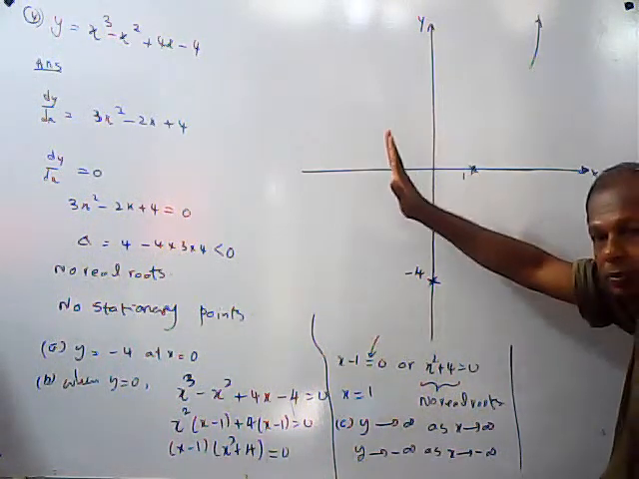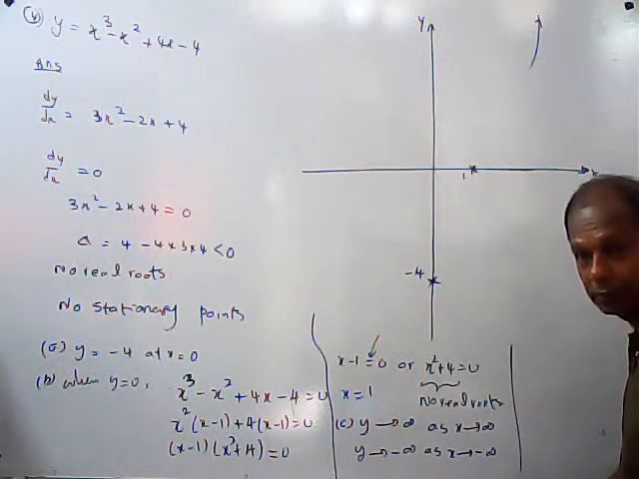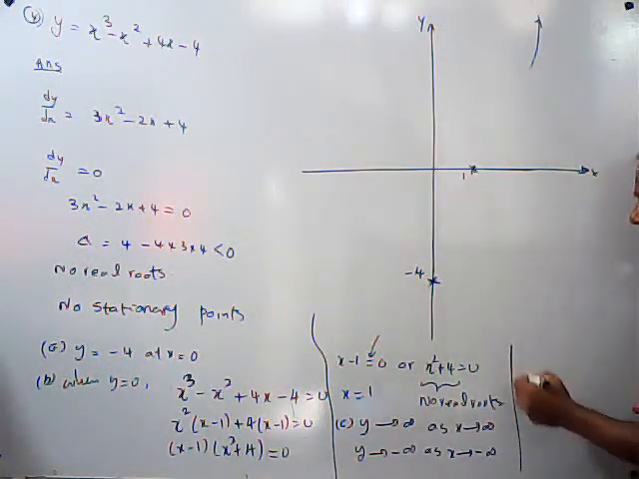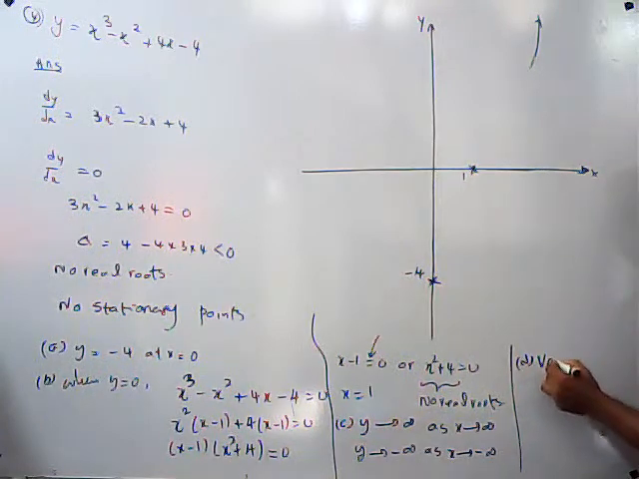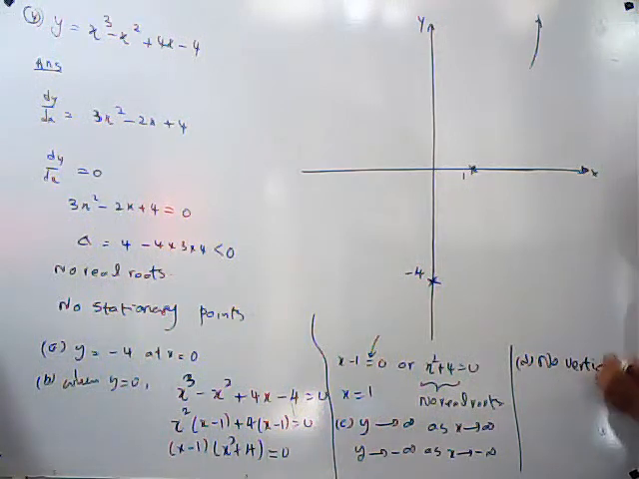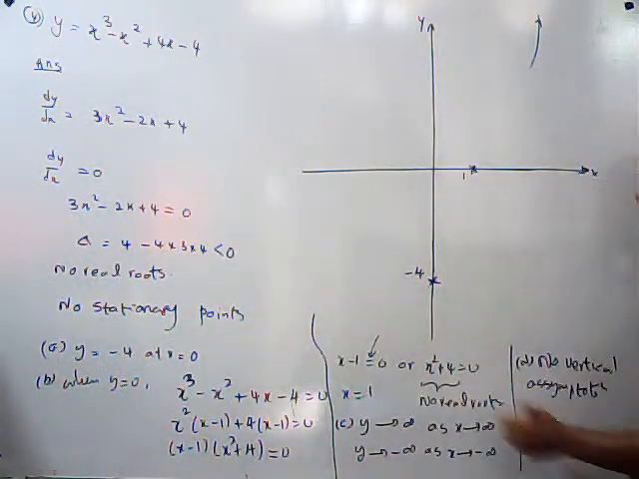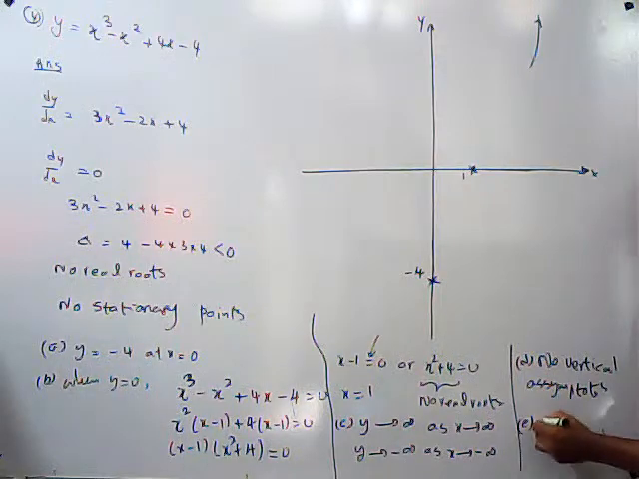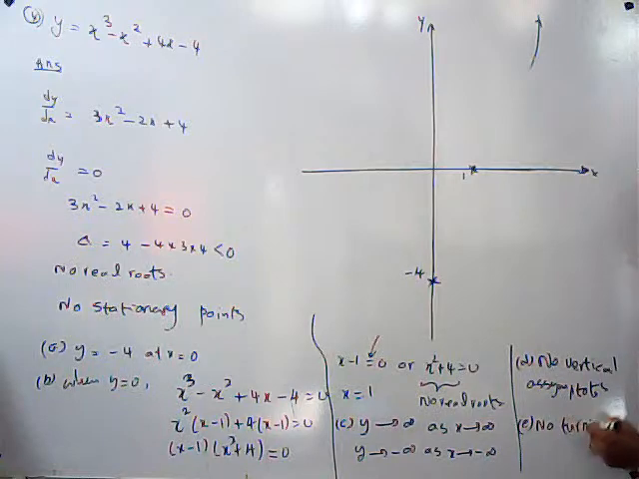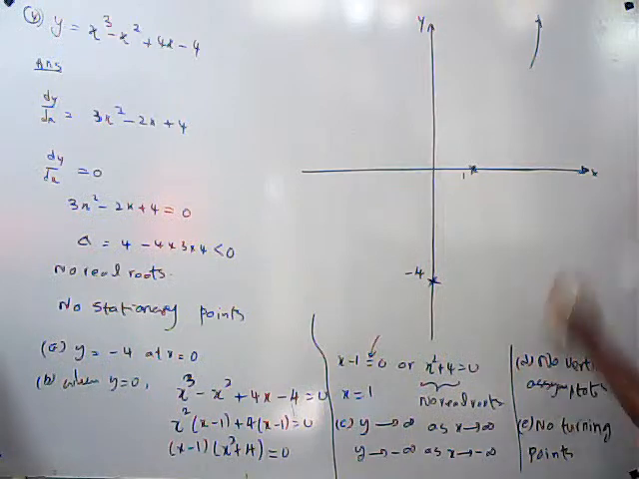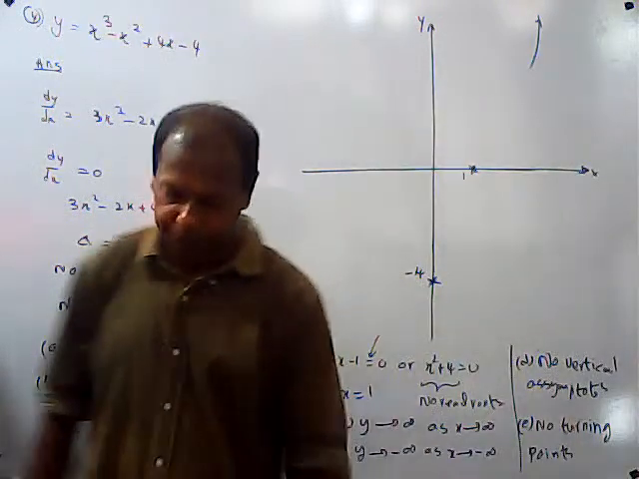The vertical asymptotes: there are no vertical asymptotes, clearly, and also no stationary points, no turning points. So this is all we have as data.